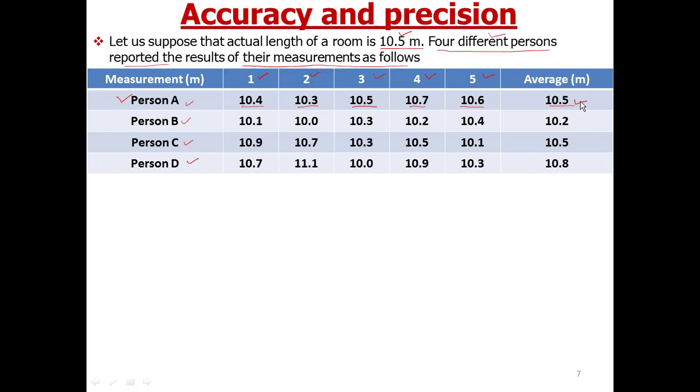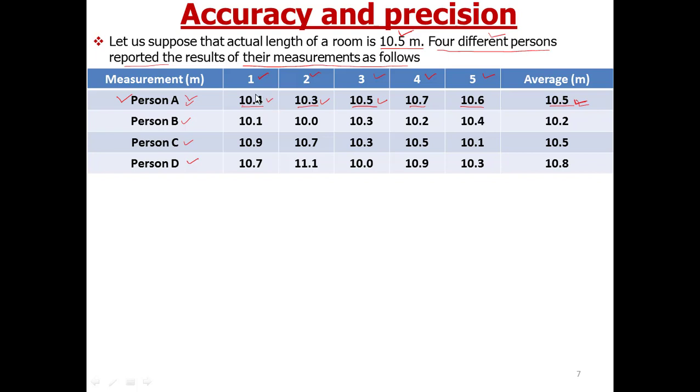Now let us first talk about accuracy. When we have to see whether a measurement is accurate or not, we just look at the average value and match it with the true value. The true value was 10.5, the average value is 10.5. So we can say the measurement done by person A is accurate as his average result is the same or close to the true result. When we have to check the precision of a measurement, first we will see whether his observations are close to one another, like 10.4, 10.3 they are close, 10.4, 10.5 they are close, and whether they are close to the average value or not.